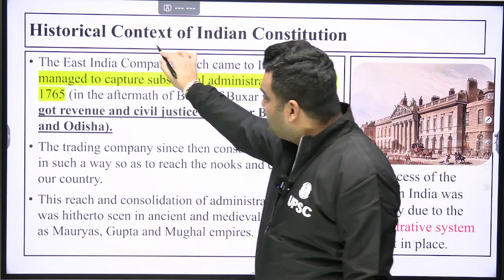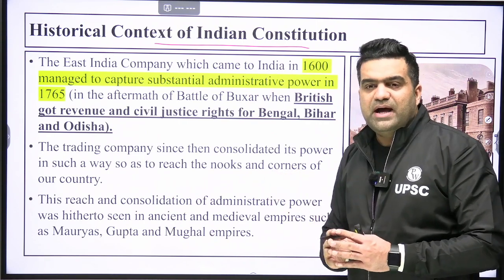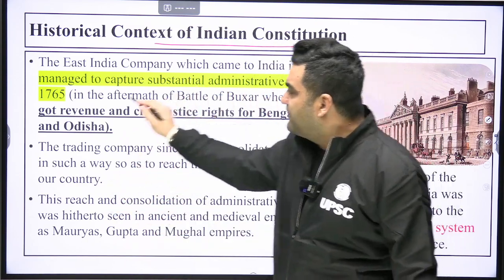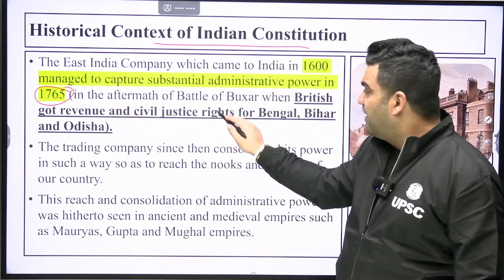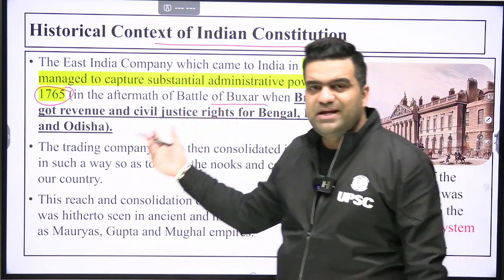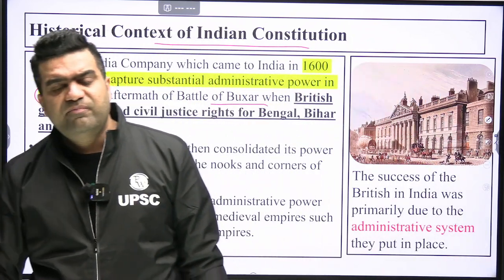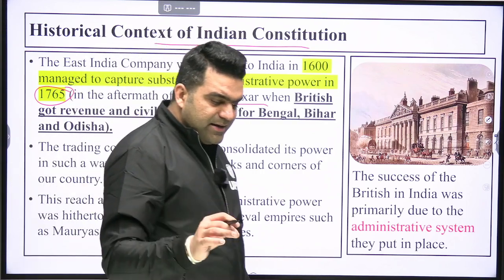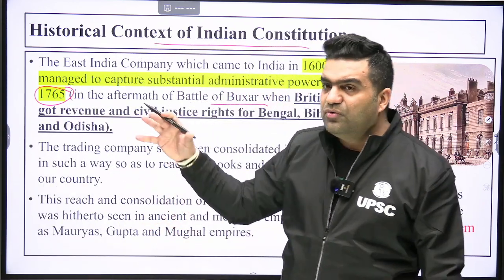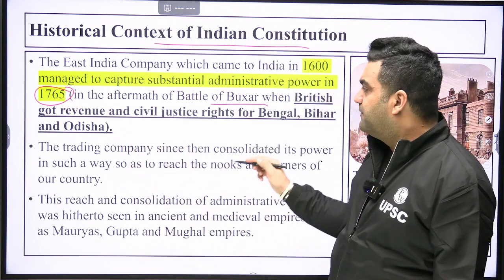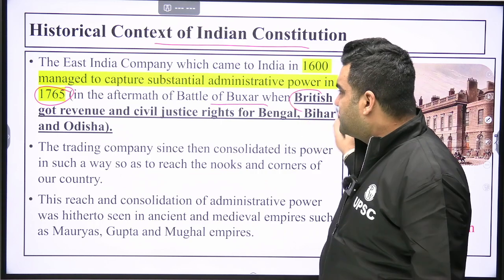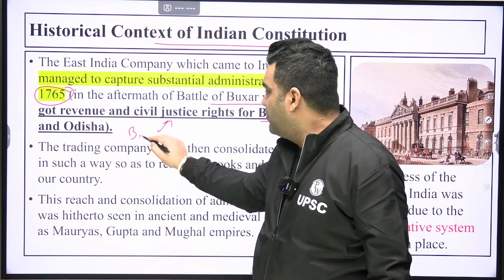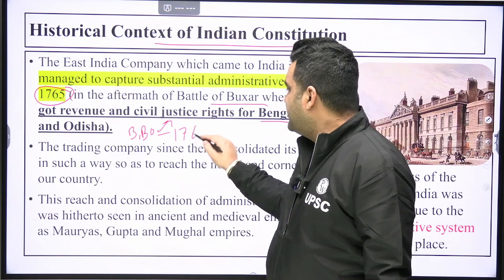Now, let's get started. The East India Company, which came to India in 1600, managed to capture substantial administrative power in 1765 in the aftermath of the Battle of Buxar. These were the mistakes of Indian kingdoms of that time, Battle of Buxar, Battle of Plassey. But Battle of Buxar is considered to be the landmark. It enabled the Britishers in 1765 to get hold of the administration in India. Now, the British got revenue and civil justice rights for Bengal, Bihar and Odisha. So BBO, you can memorize, 1765 onwards.